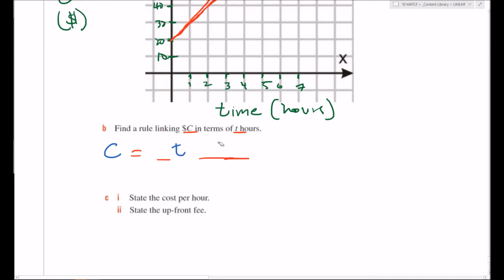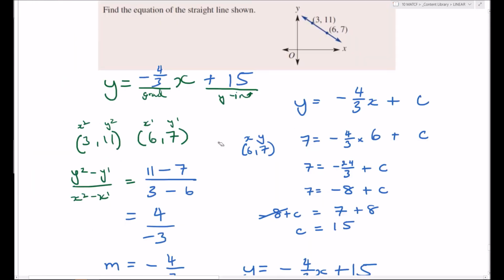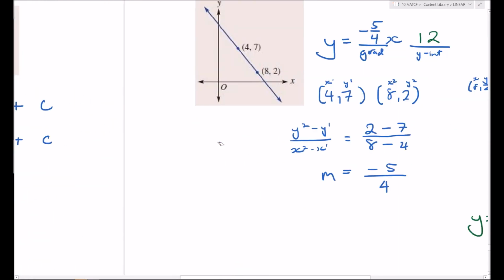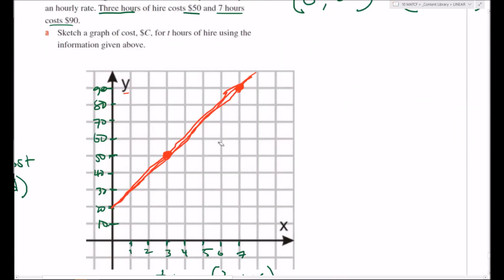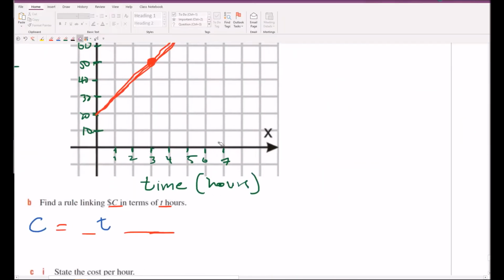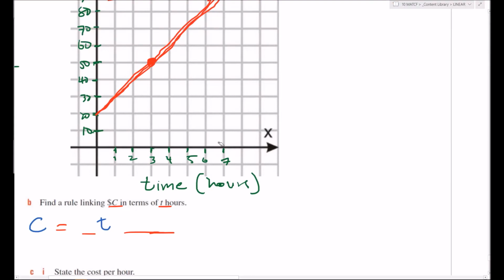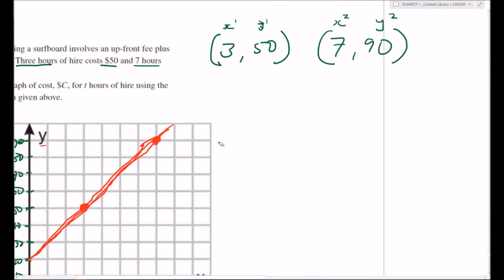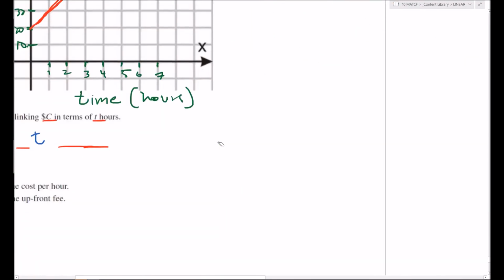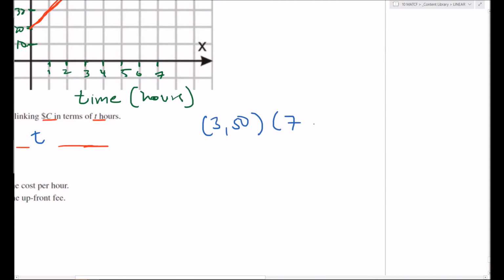Okay, so again, similar process to what we've been doing here. Just find the gradient and the y-intercept. So in this case, I've already got my two coordinates. If you look back in the previous part, there's my two coordinates. Let's just use that. So you've got 3, 50 and then 7, 90 as your two coordinates. Remember, I made this x1, this is my y1, x2, y2.